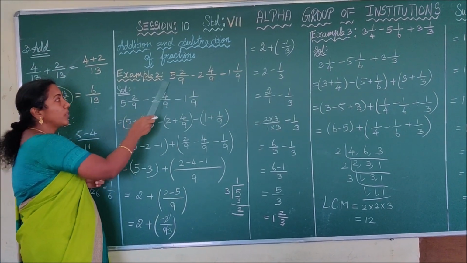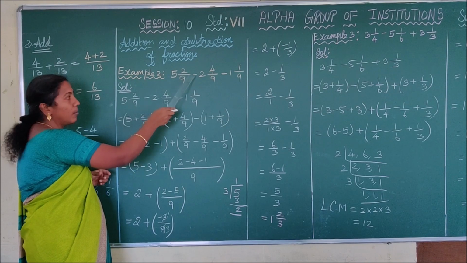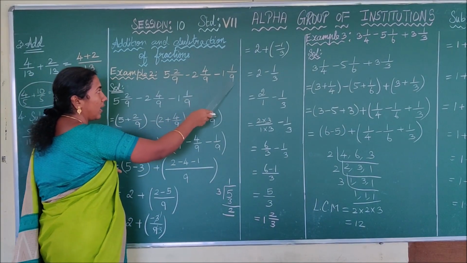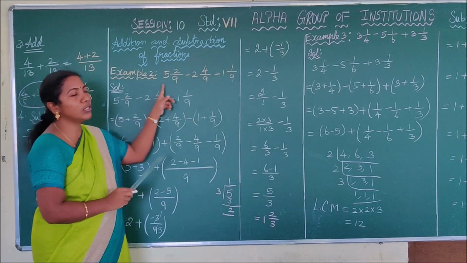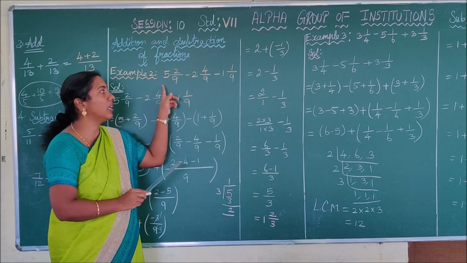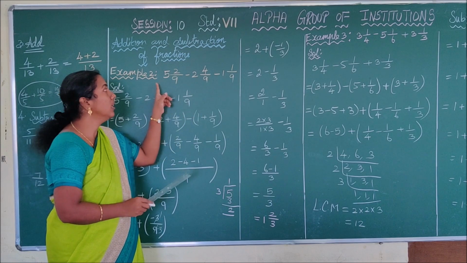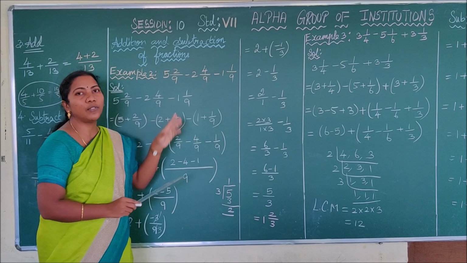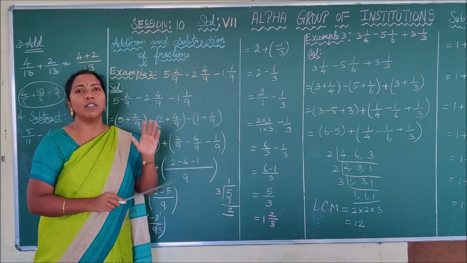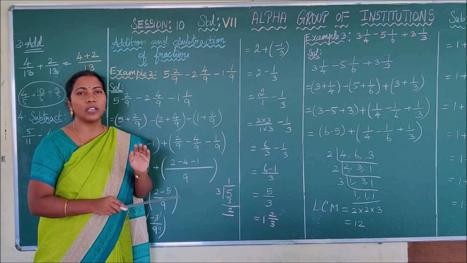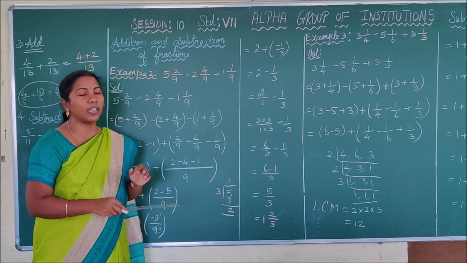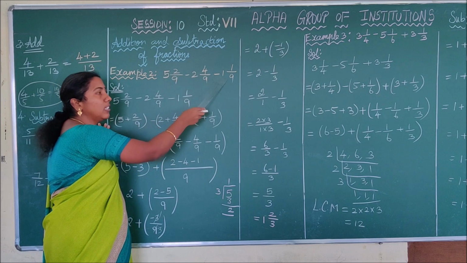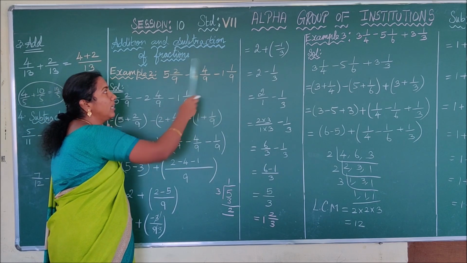Example 2: 5 2 by 9 minus 2 4 by 9 minus 1 1 by 9. See here, children, in this sum also the denominators are the same, so we can easily do the addition and subtraction. In the question itself we have subtraction and the given fractions are mixed fractions. In the 6th standard we convert the mixed fraction into an improper fraction and then solve the sum. But in the 7th standard they follow this method. In this method, first they collect the whole numbers and then evaluate the fractions.